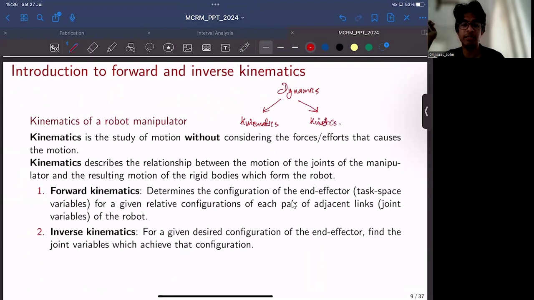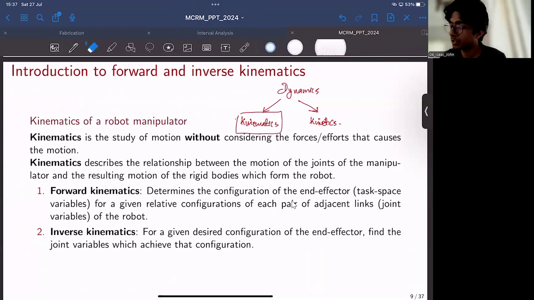So dynamics essentially means the study of change of state of a system with respect to time. The state can be change of motion or change of position or change of the force profiles. It can be anything. But kinematics strictly limits itself to the study of motion without considering what is actually causing these motions. As per the definition, kinematics is the study of motion without considering the forces or effects that cause the motion.